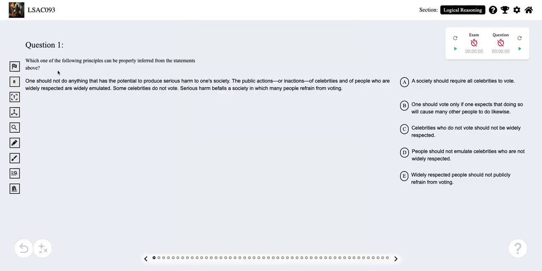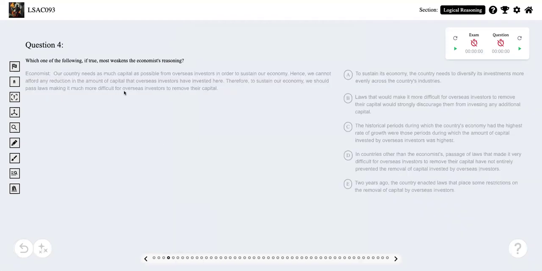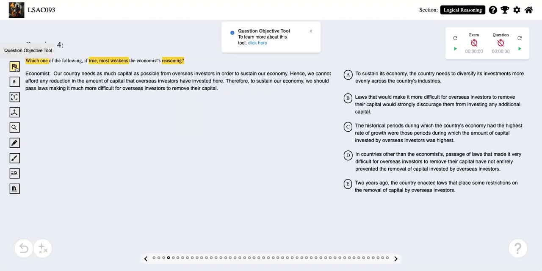As we stated earlier, the weaken question is, we're going to weaken the economist's reasoning by selecting the question objective tool. We quickly learned that the most prominent language is: which one of the following most weakens the economist's reasoning.